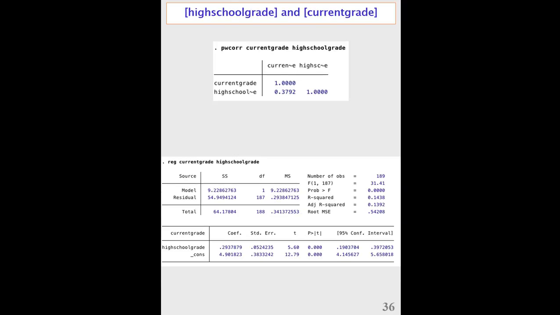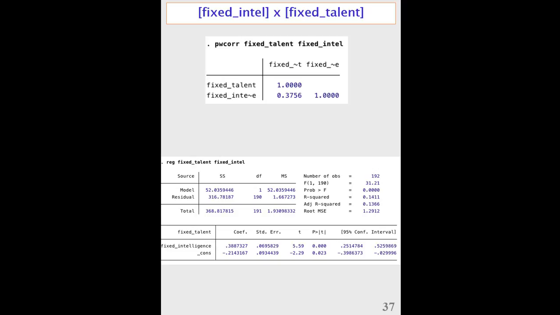Same thing for the second set, current grade and high school grade. There we see a correlation of about 0.4, which is certainly quite a bit higher, and an r squared, therefore, of 0.14. So that one is a useful predictor of the other. And for fixed intelligence with fixed talent, we see a similar correlation, 0.38 or so, and of course then also a similar r squared of 0.14.